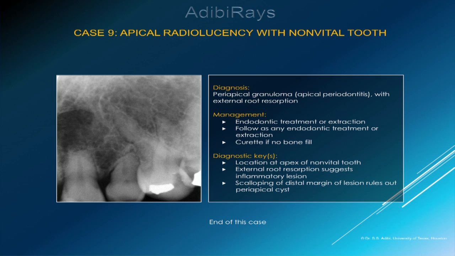Key diagnostic signs for this case were the location of the lesion at the apex of the non-vital tooth with external root resorption, suggesting the inflammatory nature of the lesion. The scalloping features of the distal aspect of the lesion rule out a periapical cyst.